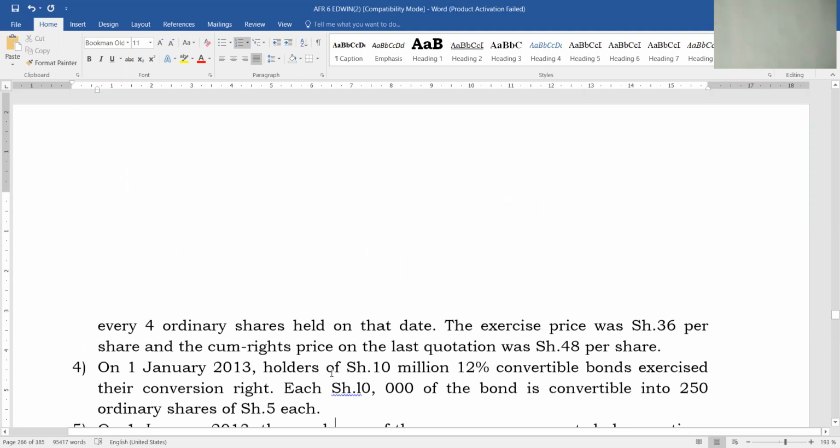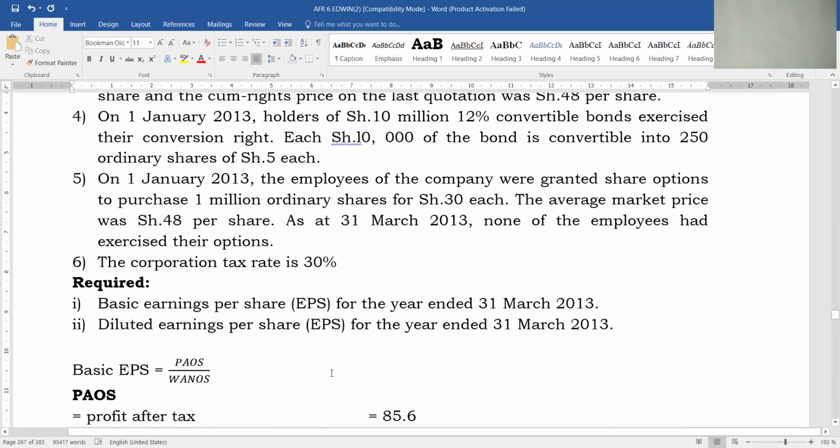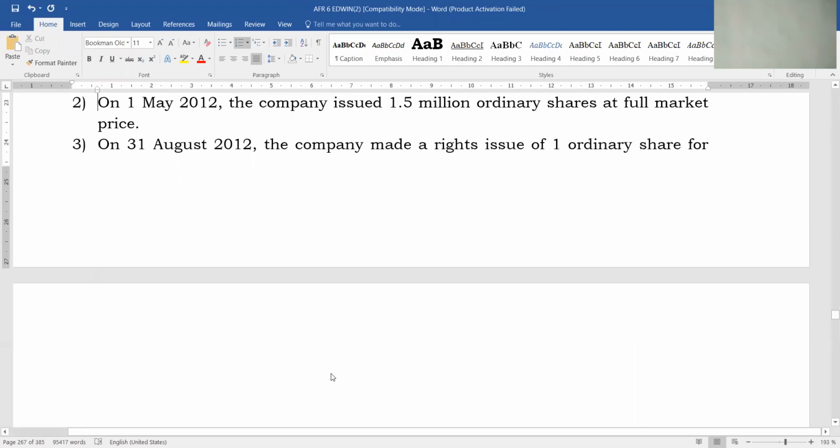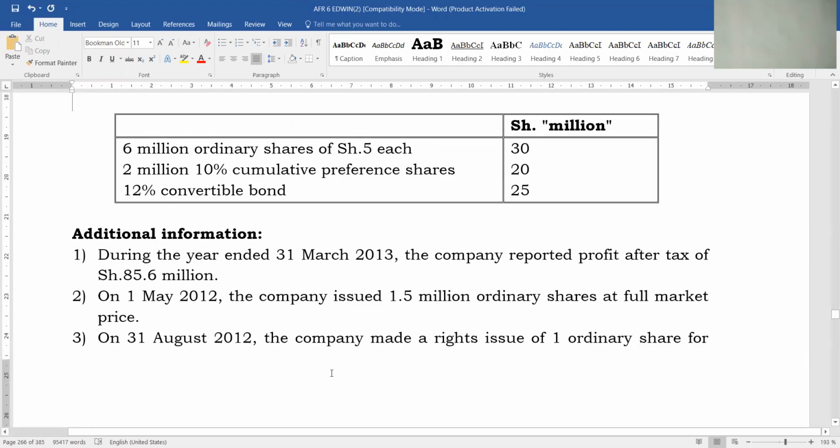For this question of 2013, that is what they were asking. We know that for basic earnings per share, you always take the profit attributable to ordinary shareholders and divide by the weighted average number of ordinary shares. That is how you get the basic earnings per share. To get the profit attributable to ordinary shareholders, you take the reported profit after tax, remove the profit attributable to non-controlling interest, and remove the preference dividends.